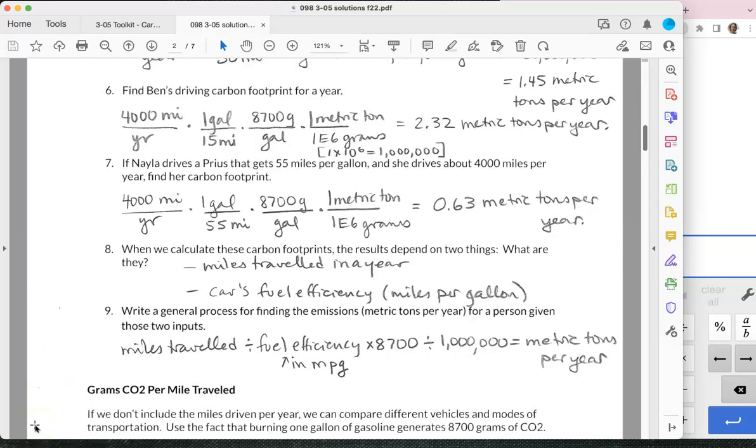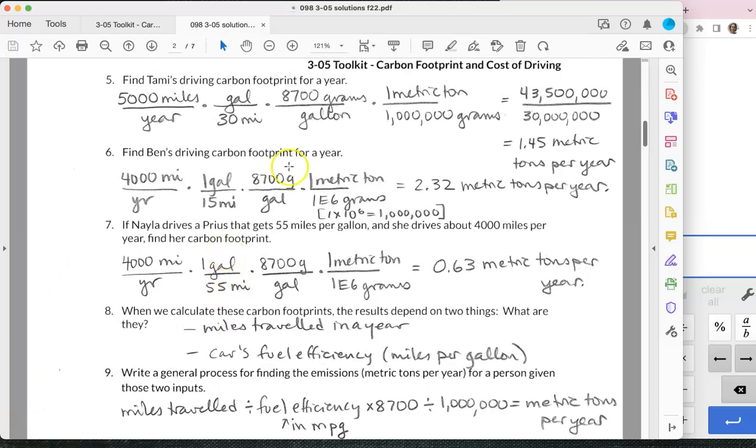The process for Ben and for Nayla is very similar. We'll see that Ben's carbon footprint is higher than Tammy's because Ben drives almost as much and drives a very inefficient van. Nayla has a Prius, so her carbon footprint is going to be a lot lower. And everything's basically the same except the first fraction, which is the miles driven, and the second fraction is the fuel efficiency. So Nayla's carbon footprint works out to be 0.63 metric tons per year.